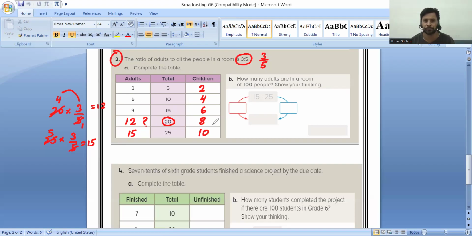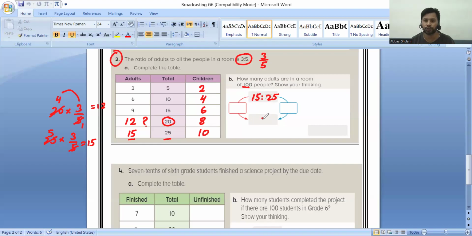What is part B? In part B, how many adults are in a room of 100 people? It means there are total how many people? 100 people. Show you are thinking. We choose one ratio. For example, I choose 15 and 25. I can choose any ordered pair from here: 3 and 5, 6 and 10, like that we can choose.